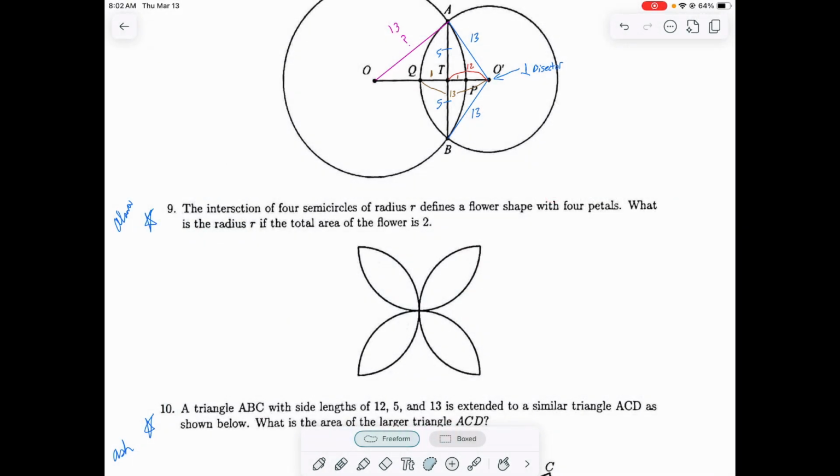All right, we're on to question 9, which is the intersection of 4 semicircles of radius r defines a flower shape with 4 petals. What is the radius r if the total area of the flower is 2? Now, in understanding that, first we want to understand that the area of the flower is equal to 2. We're going to put that off to the side.